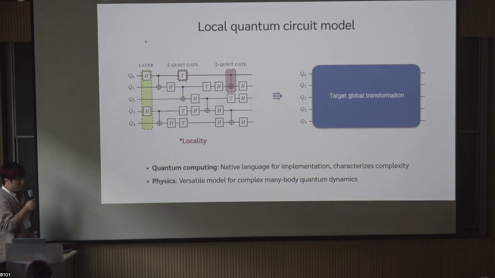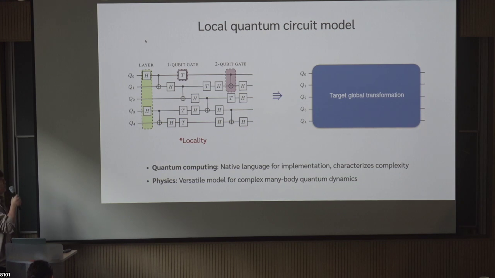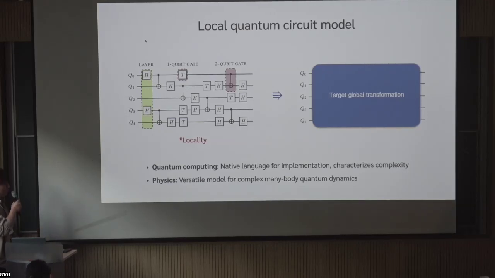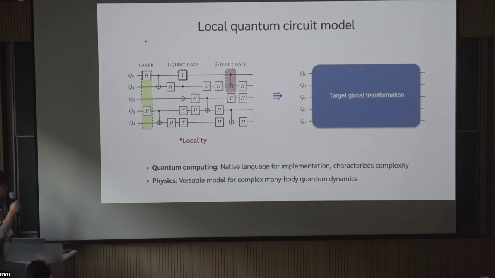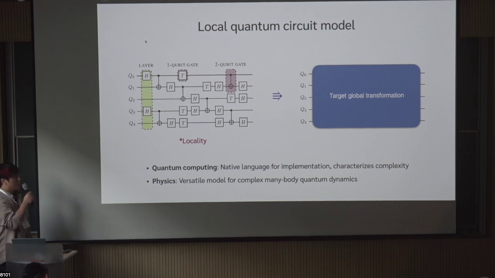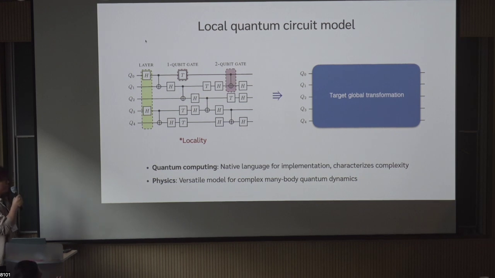Okay, so our basic playground is this local quantum circuit model. As we all know, what I mean by this circuit model is that it is composed of local quantum gates, sometimes with geometric constraints, sometimes not. And we are usually interested in how they compose some global unitary or property.